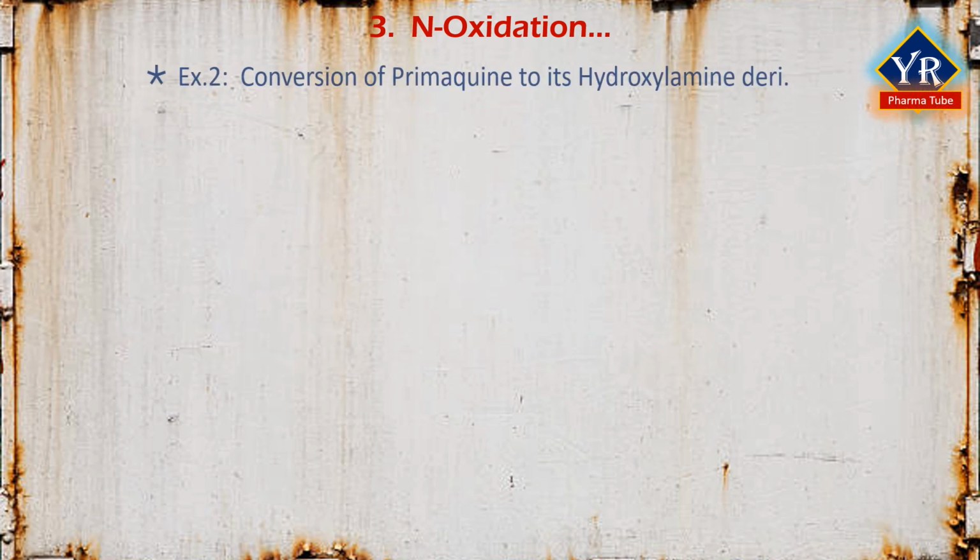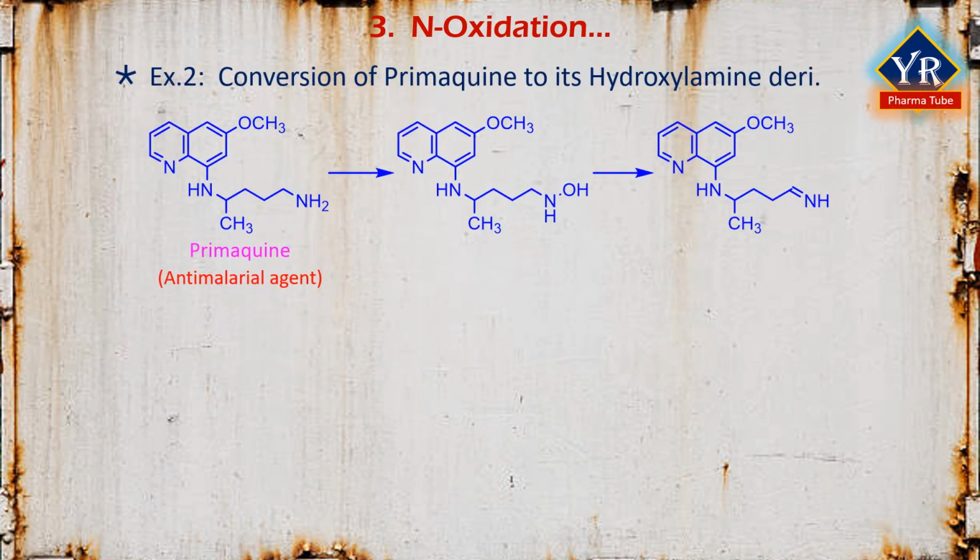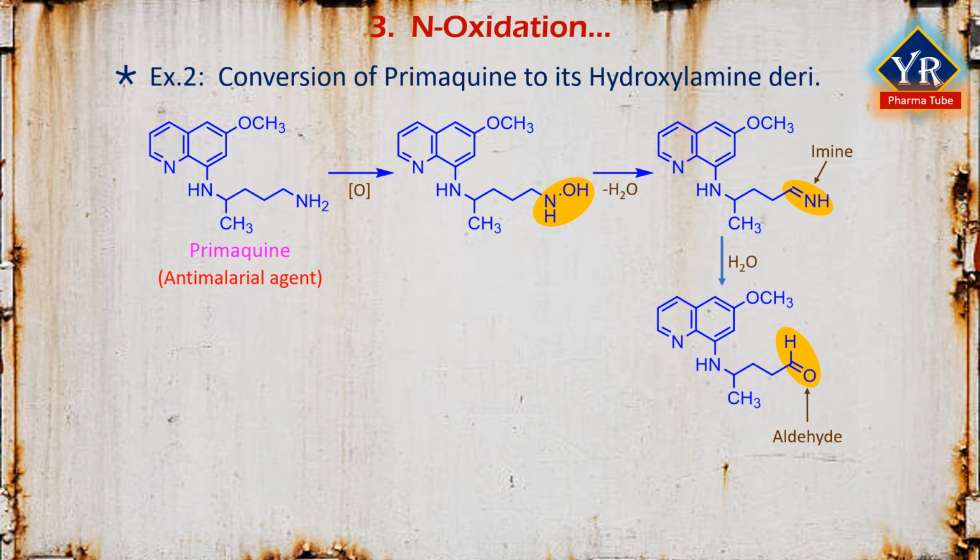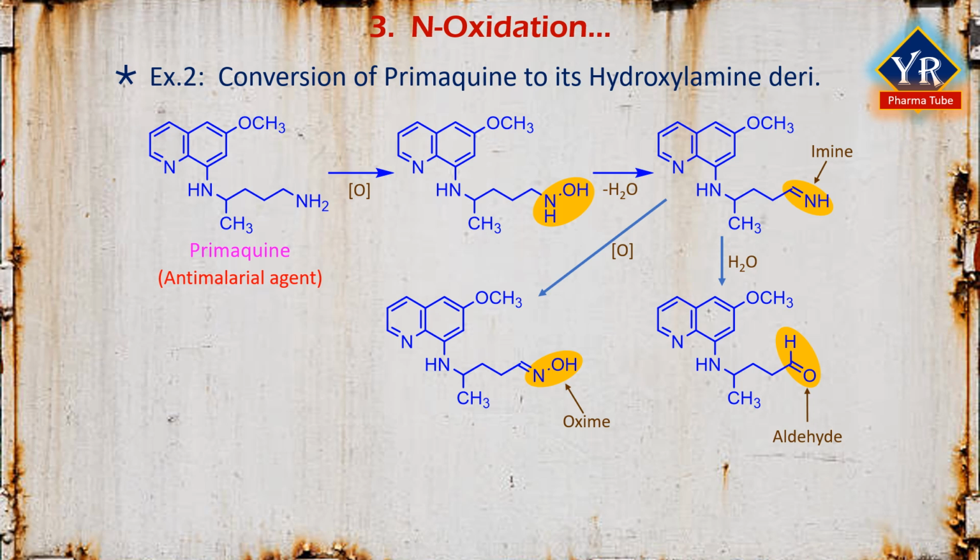In the other example, primaquine, an antimalarial agent, undergoes N-oxidation, forming its hydroxylamine derivative. This then loses water to form an imine. Note that the aldehyde metabolite resulting from hydrolysis of the imine is the exact same metabolite that would be formed if primaquine were directly metabolized by oxidative deamination. The oxime metabolite is a tautomeric form of the nitroso group seen with amantadine.